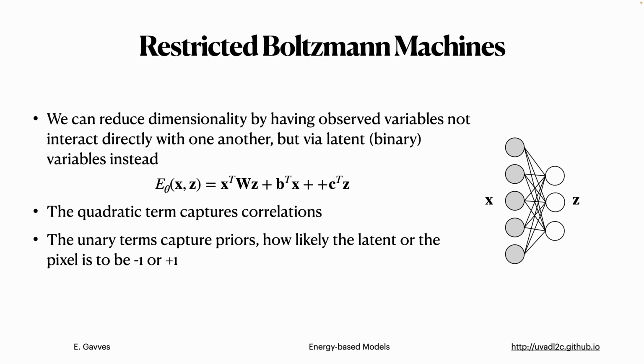The quadratic term captures correlations. So it says how different pixels and latent variables correspond to each other. You can think of this as features. And the unary terms capture priors, so how likely particular pixel values or particular features are. So RBMs are a practical solution to the real problem of having too high dimensionalities with images.